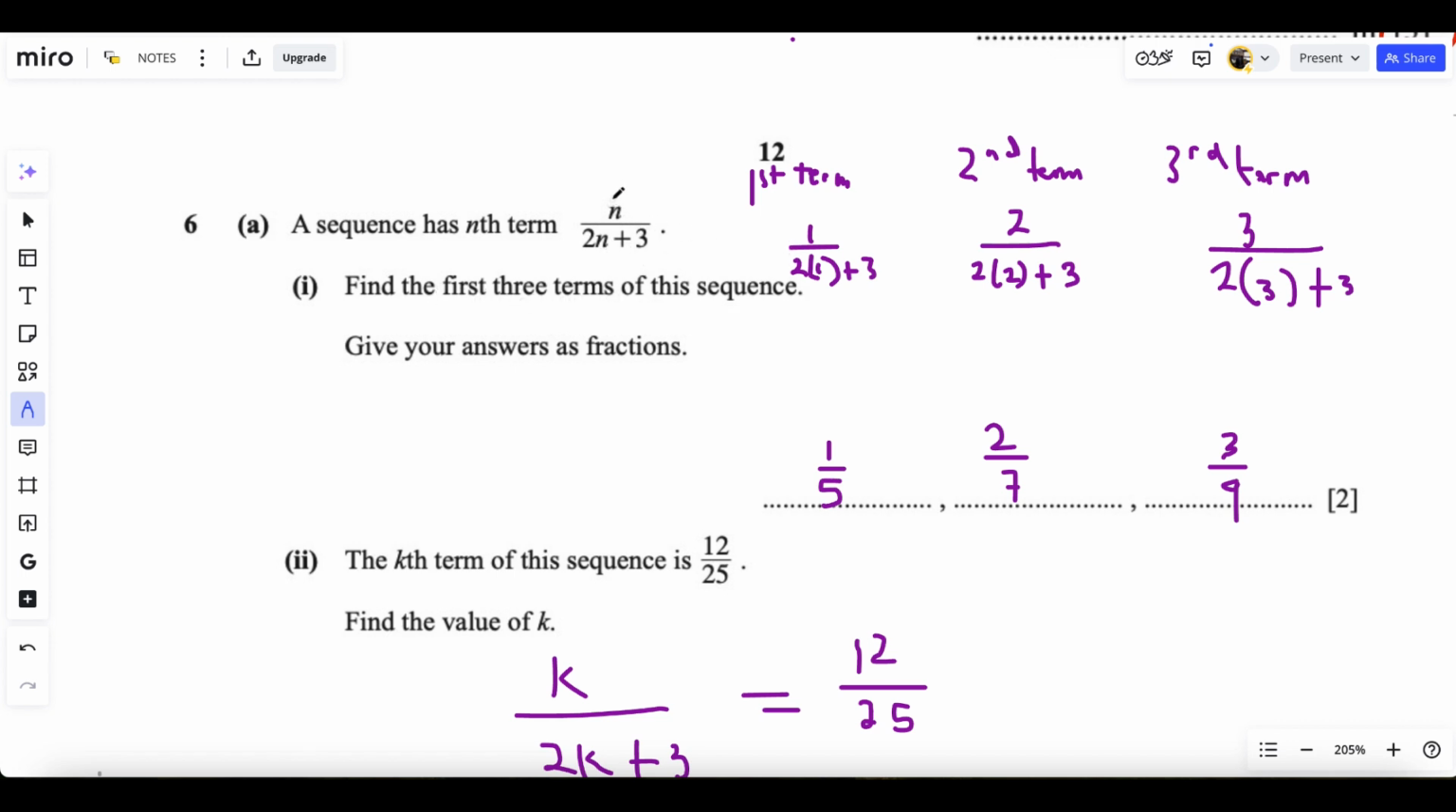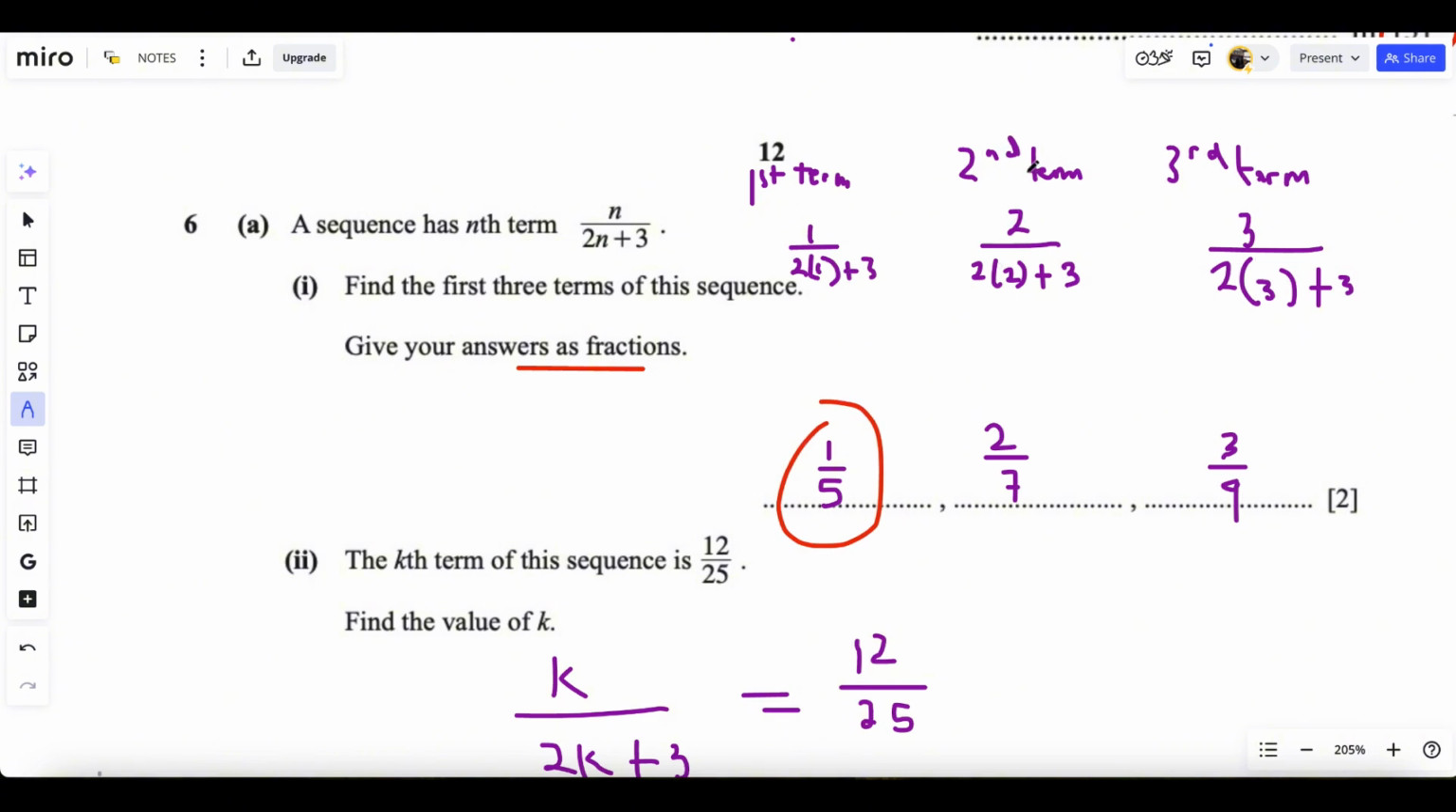For the first term, you substitute n equal to 1 in this formula. Where n is, I put 1 here. And then 2n, I say 2 times 1, plus 3. So you get 1 over 2 times 1, which is 2, plus 3 is 5. So we get 1 over 5. They say give your answer as a fraction, so I get 1 over 5.